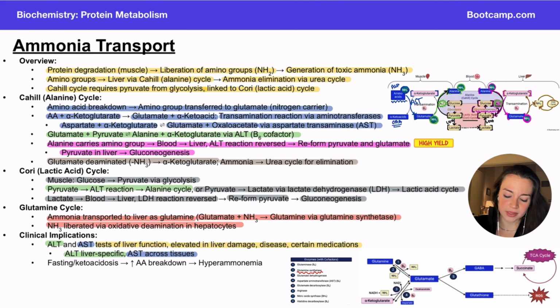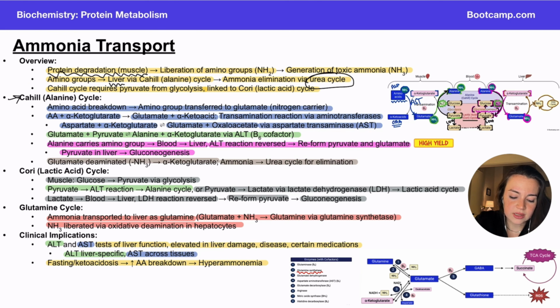And then another clinical implication is that in fasting or ketoacidosis, you will get an increase in amino acid breakdown. And the more amino acid breakdown you have, the more ammonia you're going to have to deal with. And that is why you can get symptoms of hyperammonemia in a fasting or a ketoacidotic state. So let's wrap this up. We've been talking about ammonia transport and how we get the amino groups from protein degradation, for example, in the muscle, to the liver. And we want to get them to the liver so that they can be detoxified by the urea cycle. There are 2 different ways to get amino groups to the liver.